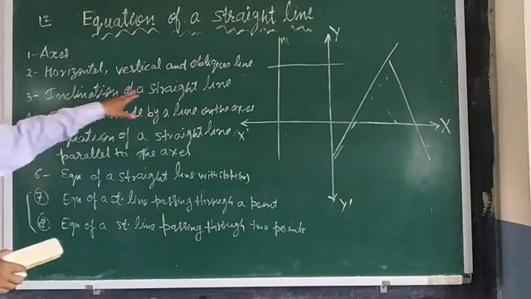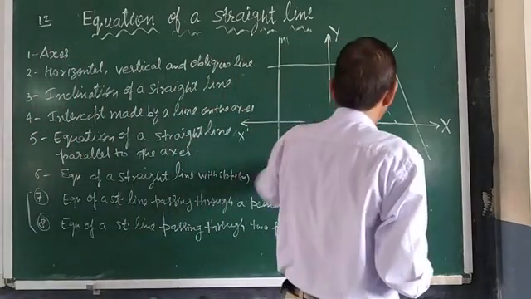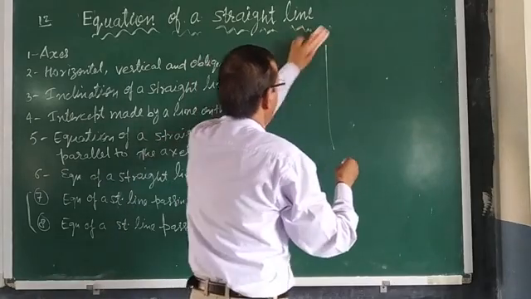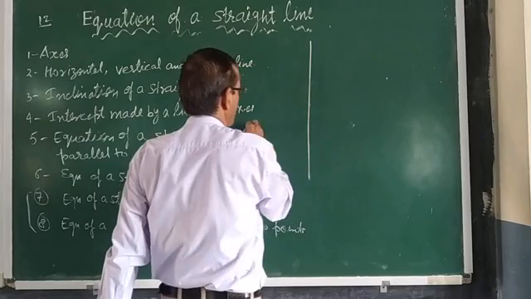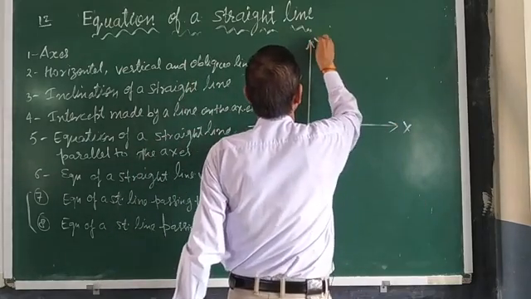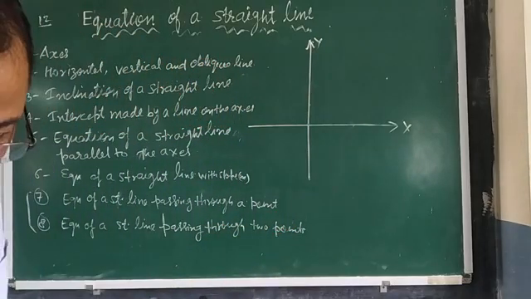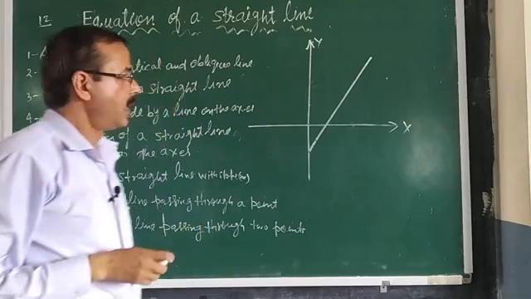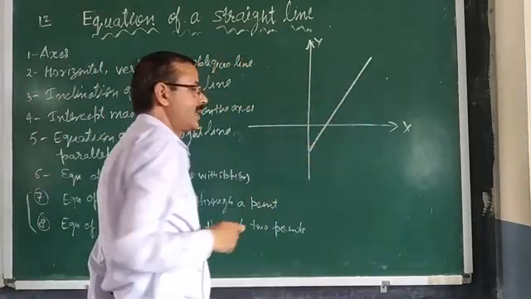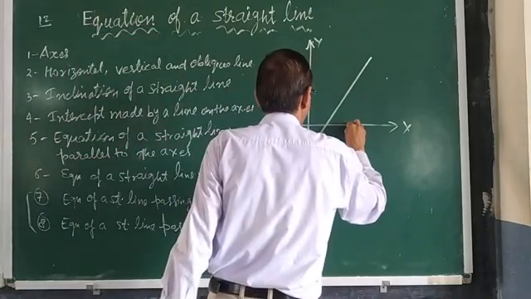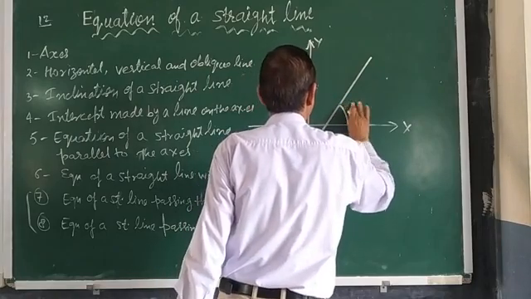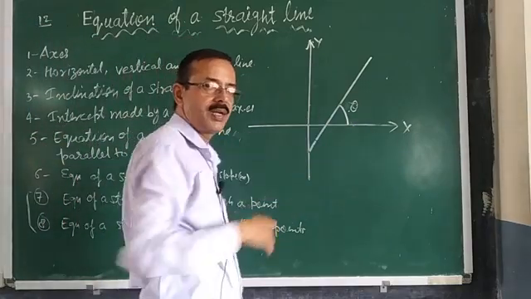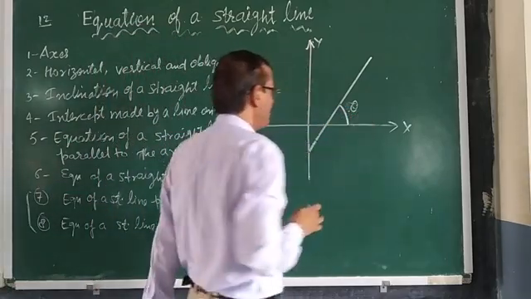Third is inclination of a straight line. This is the x-axis, this is the y-axis. Angle of inclination: this line is inclined with the x-axis, and the angle formed by the line with the x-axis in the positive direction, that is called the angle of inclination. We represent it with theta. The positive direction means anti-clockwise.